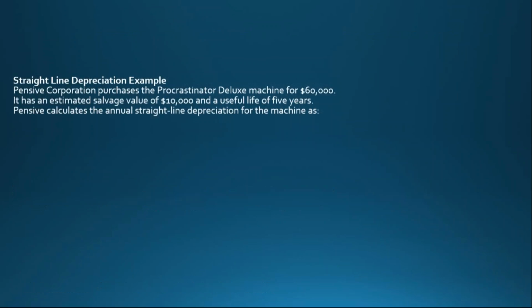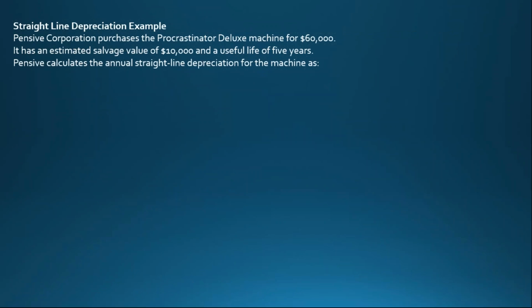We'll start with the straight line depreciation. It's pretty much what it sounds like, where you depreciate the same amount every year until it's all gone. Let's take this example, which I got off the internet, I think Investopedia or something. Pensive Corporation purchased the Procrastinator Deluxe machine for $60,000. It has an estimated salvage value of $10,000 and a useful life of 5 years.